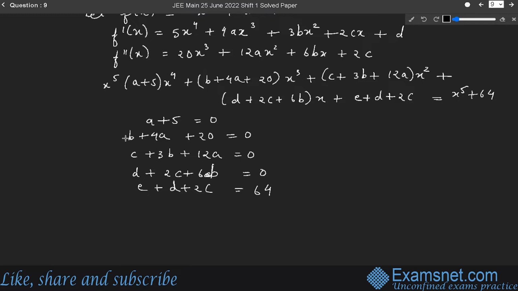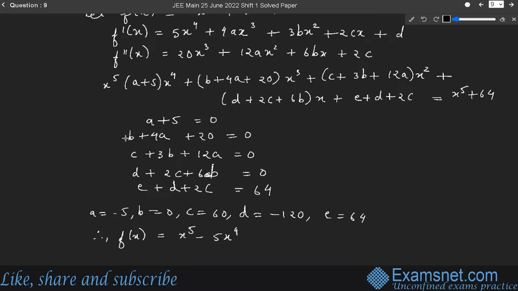Therefore, we can say that on solving all these equations, a will be equal to minus 5, b will be equal to 0, c will be equals to 60, d will be equals to minus 120, and e will be equals to 64. Therefore, f of x will be equal to x power 5 minus 5x power 4 plus 60x square minus 120x plus 64.